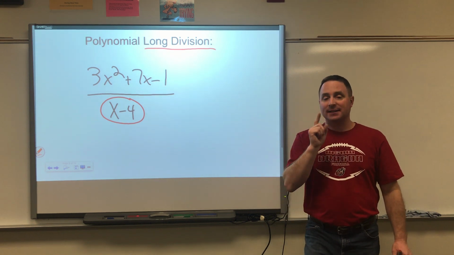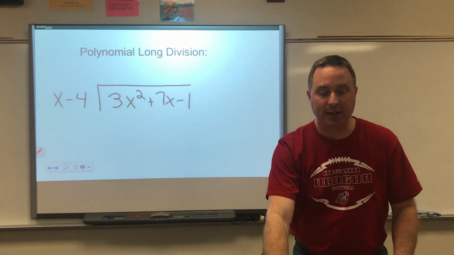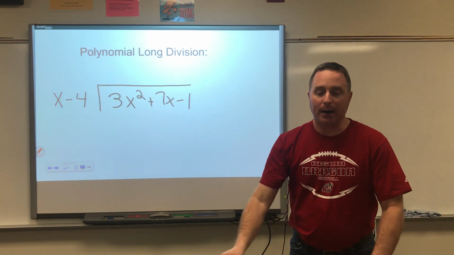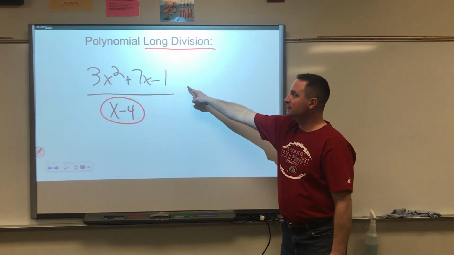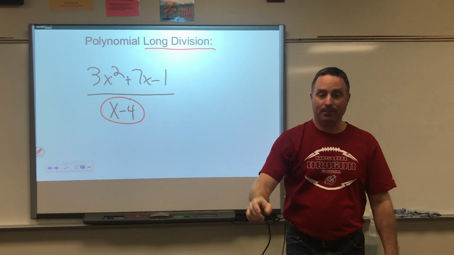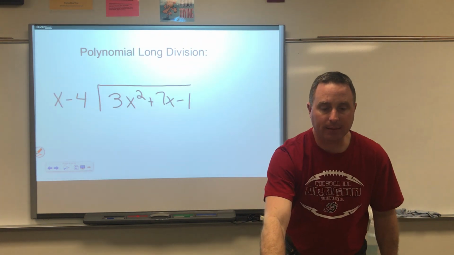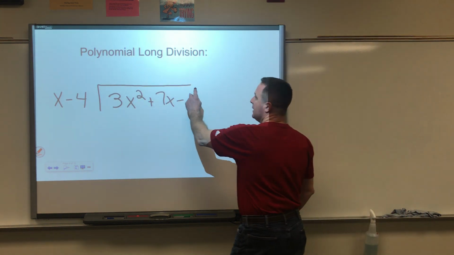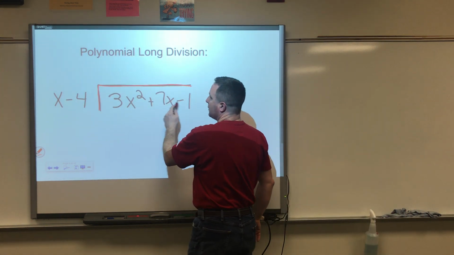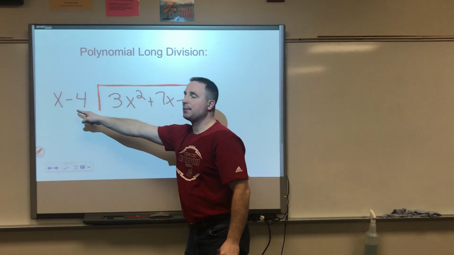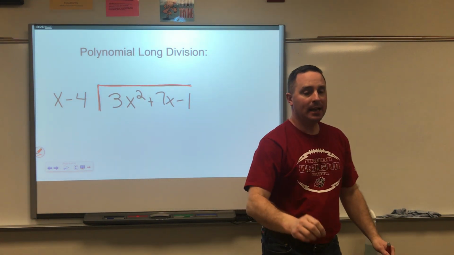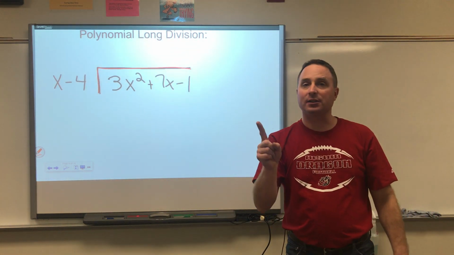But the process is exactly the same, and we're going to practice a couple of these here. Okay, so what I'm going to do is rewrite the one I have right here as a long division problem. Plus 7x minus 1. So I'm going to take this, 3x squared plus 7x minus 1, and divide it by x minus 4. Now there's a little thought process that goes with this, just like you did in elementary school.